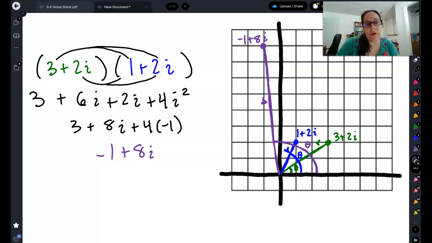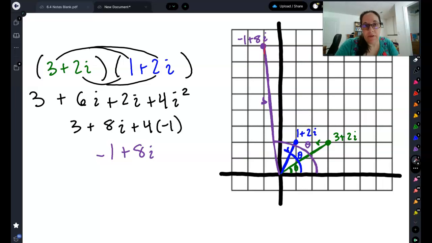Now here's what I want you to notice this time. Here I have these two complex numbers. I've taken them and I've graphed them. So here's 3 plus 2i graphed on our complex plane, 1 plus 2i graphed on our complex plane, and then our answer, -1 plus 8i graphed on our complex plane.